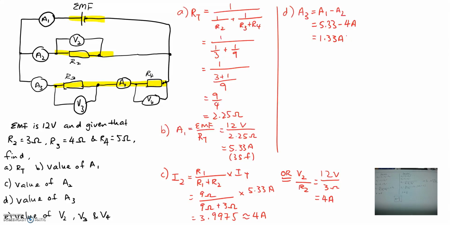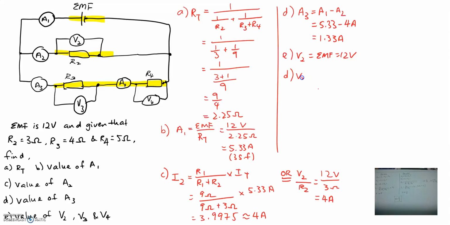So that's for A3. Right now you're asked to find V2, V3, and V4. We know that V2 equals the EMF, which is 12 volts, because it's parallel to the battery. Whereas for V3 and V4, the total must be 12. And so at this point we can use the potential divider rule.